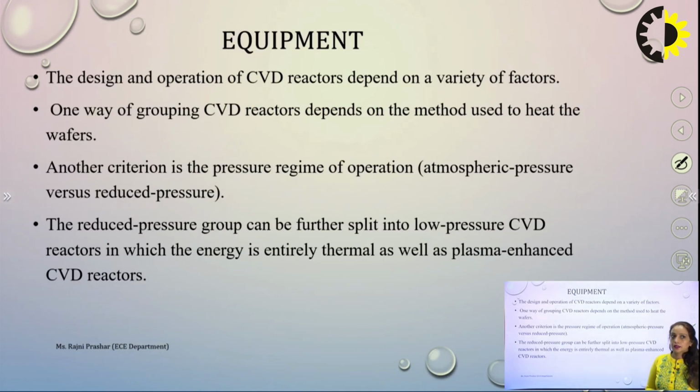Next, the equipment and the reactors which are used. The design and the operation of these CVD reactors depend upon various factors. One way of grouping the CVD reactors is depending upon the method used for heating the wafer. The other criterion is the pressure regime of operation, whether it is working at atmospheric pressure or at reduced pressure, that is low pressure, right. So, depending upon that, your equipment can be classified.